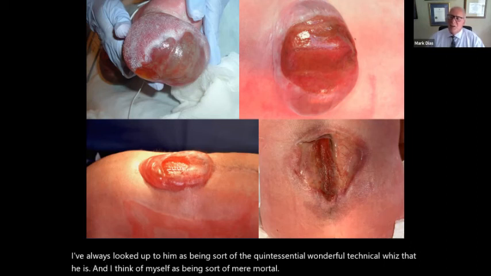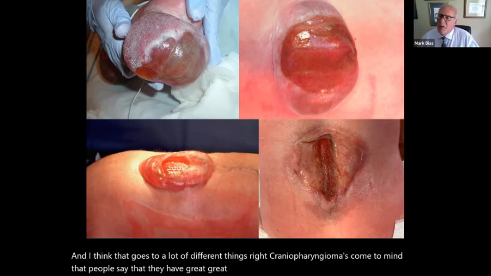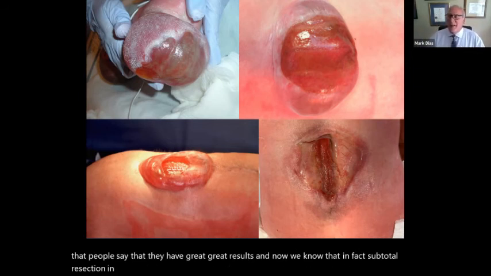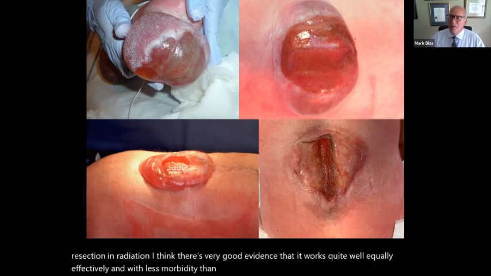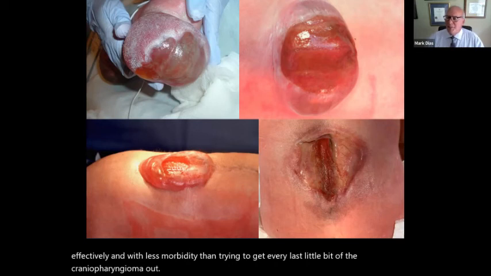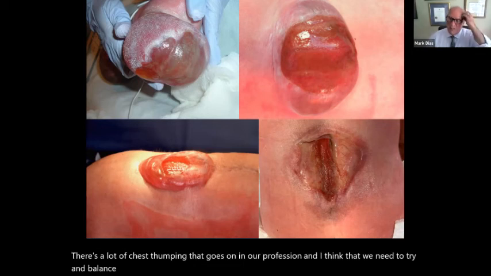And I think that goes to a lot of different things, right? Craniopharyngiomas come to mind, that people say that they have great results. And now we know that, in fact, subtotal resection and radiation, I think there's very good evidence that it works quite well, equally effectively and with less morbidity than trying to get every last little bit of the craniopharyngioma out. There's a lot of chest thumping that goes on in our profession, and I think that we need to try and balance that and the results that people get or seem to get.